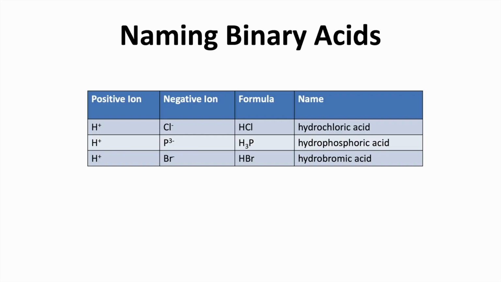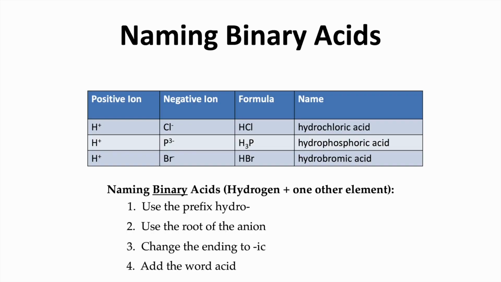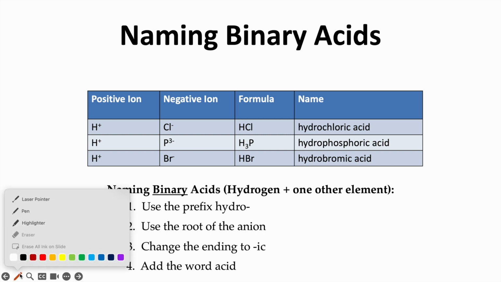So let's talk about naming acids. First off, it depends on what type of acid it is. We're going to start by talking about binary acids. Binary acids are ones that are made of hydrogen and just one other element. So you're going to take the root of whatever the anion is, add the prefix hydro to the front, change the ending to IC, and add the word acid to the end.